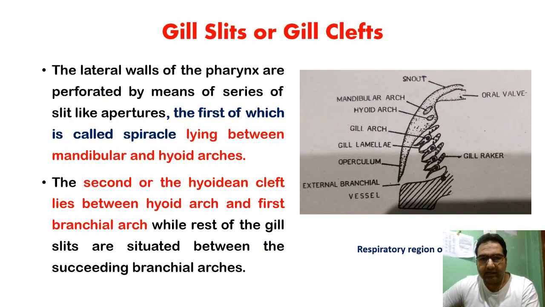Now talking about the gill slits. The lateral wall of the pharynx is perforated by a series of slit-like apertures, the first of which is called the spiracle, lying between the mandibular and hyoid arches. So in the case of elasmobranchs, this is the mandibular arch, and this is the hyoid arch. The spiracle lies between the mandibular and the hyoid arch. In this very position, the spiracle is present, which is depicted externally or morphologically.